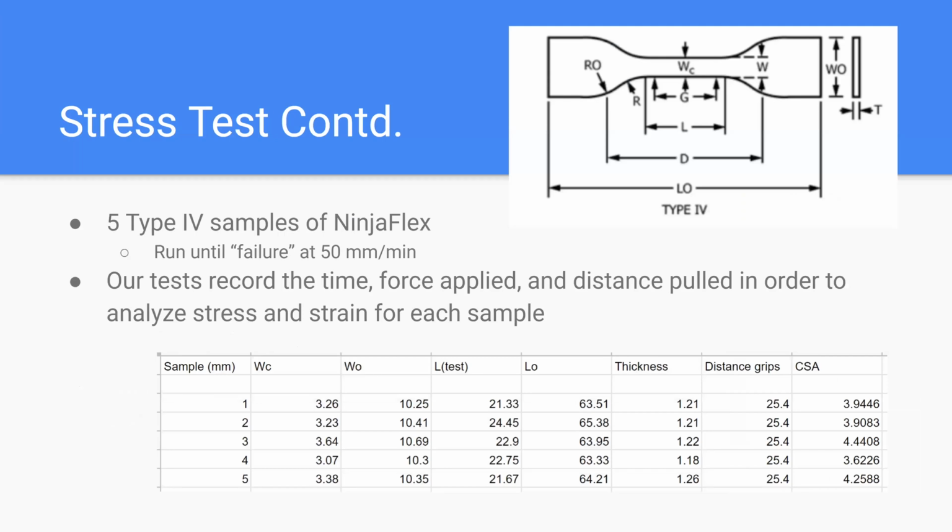Continuing on with this stress test, we used 5 type 4 samples of NinjaFlex. You can see that image in the top, that is the shape of the design that we made. We ran until failure at 50 millimeters per minute. And our test recorded the time, force applied, and distance pulled in order to analyze the stress and strain for each sample. Now we're going to talk a little bit about the results from our experiments.